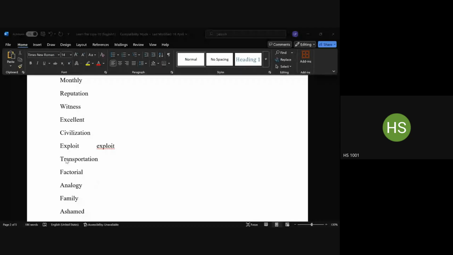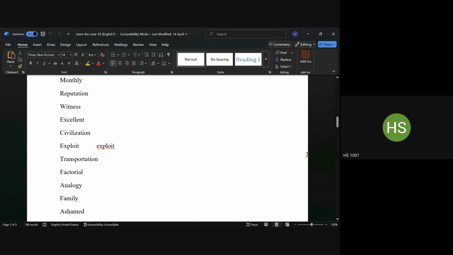The next word that you have in the worksheet is monthly. We did. Next one. Reputation. Yeah, this one is repetition. This has a shun suffix. So obviously the stress will be on te. Yeah, correct. So te will take the stress because it has a shun suffix.